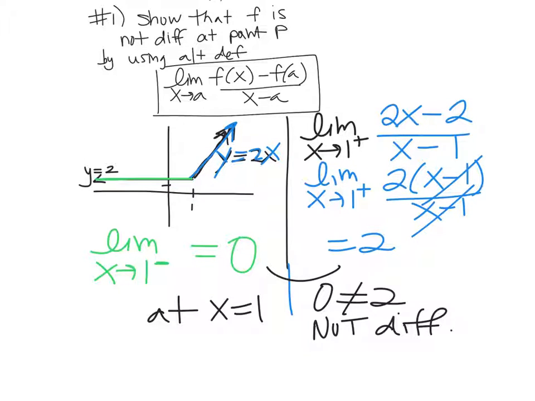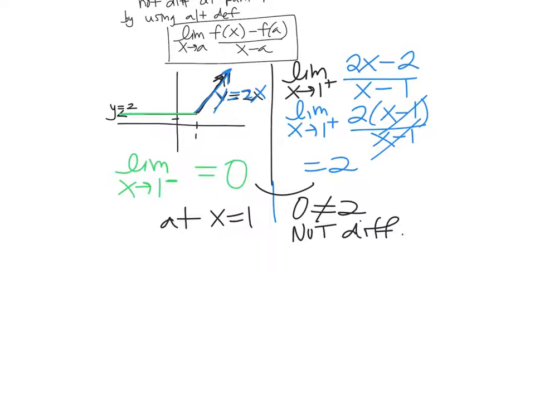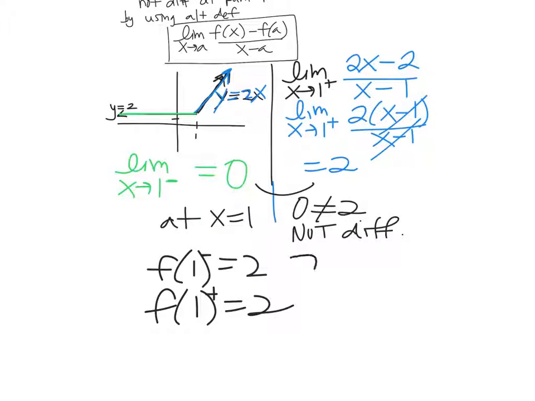Okay? So on one side the derivative is 0, on the other side it's 2. Those aren't equal to each other, and so there's no derivative at x equals 1. Now, is it continuous there? Yeah, it's continuous there. If you plug in f of 1 on this side, you get 2. If you plug in f of 1 from the right, it's also 2. So it is continuous, but it's not differentiable.